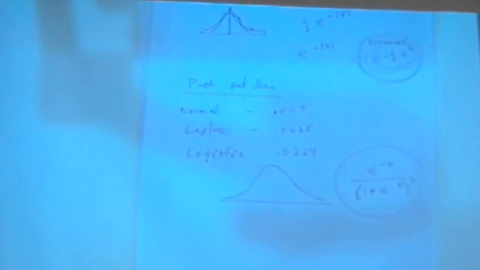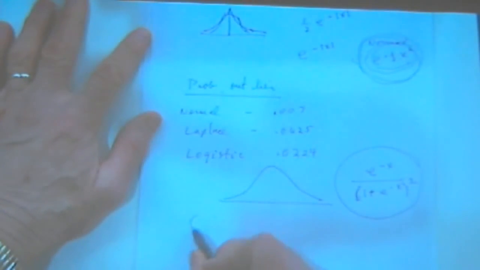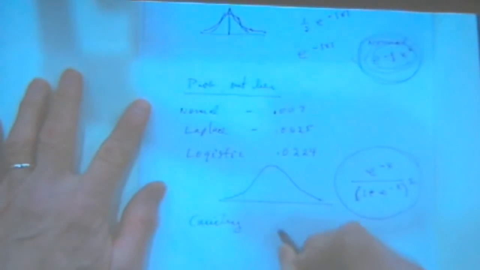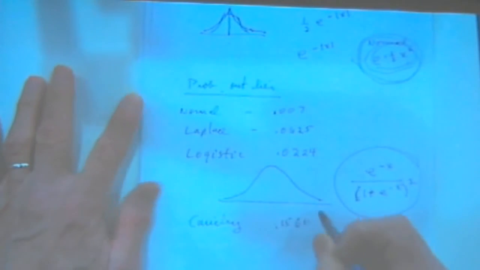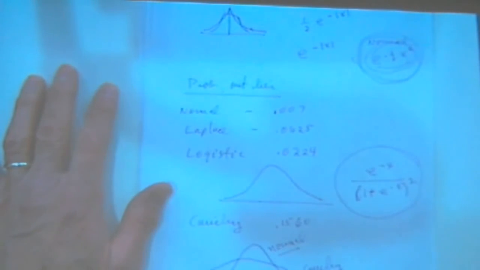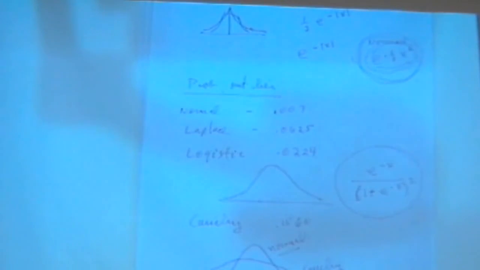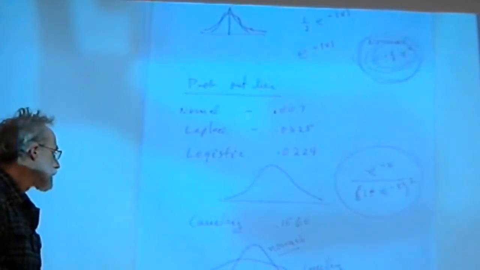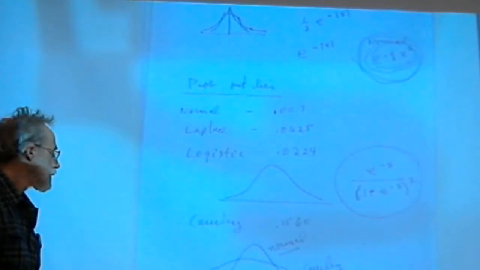And then I threw in the Cauchy too. Cauchy is mound-shaped. Cauchy has 16% out. It's huge. It has very thick tails. So again, this would be like a normal. This would be Cauchy. The Cauchy has such thick tails it doesn't have a center of gravity. It's just too much weight.